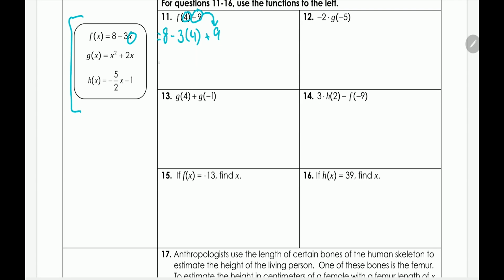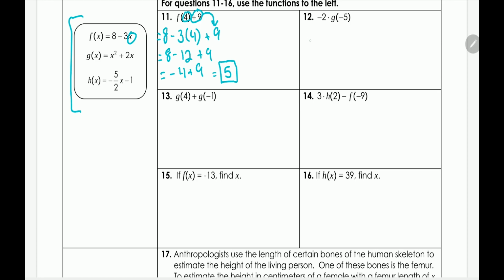Okay? So if we evaluate this, we have 8 minus 3 times 4, which is 12, plus 9. 8 minus 12 is going to be negative 4 plus 9. And negative 4 plus 9 equals 5. So that's going to be our answer for number 11. Okay?